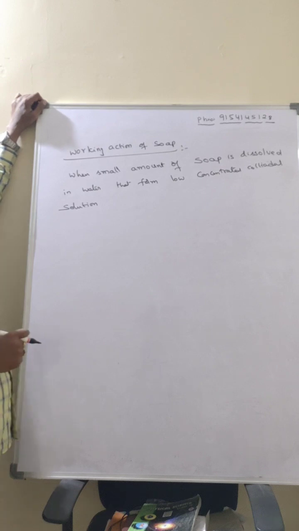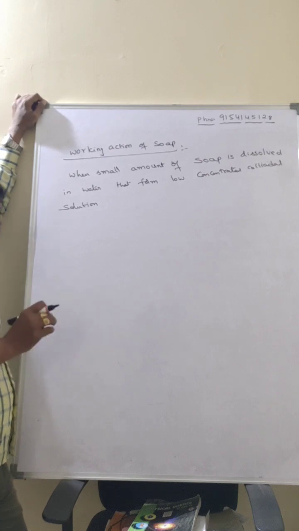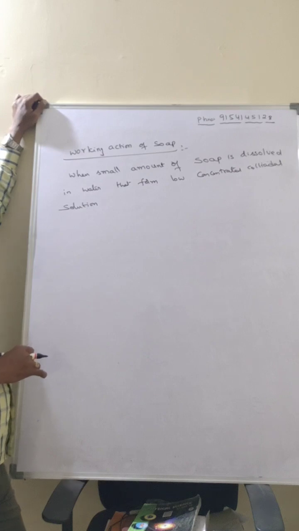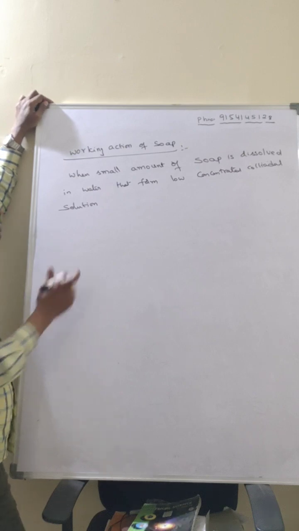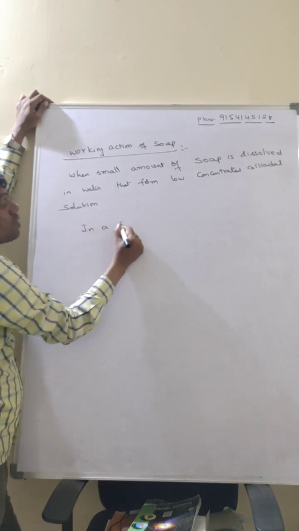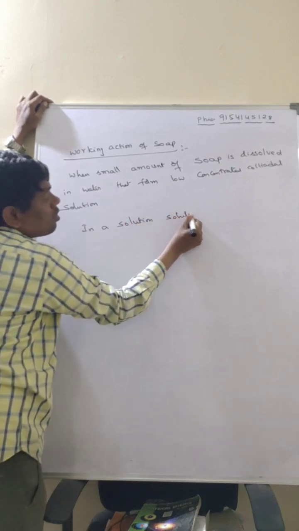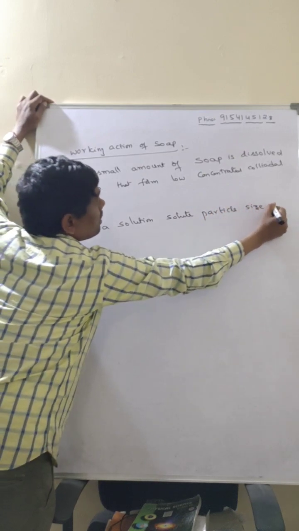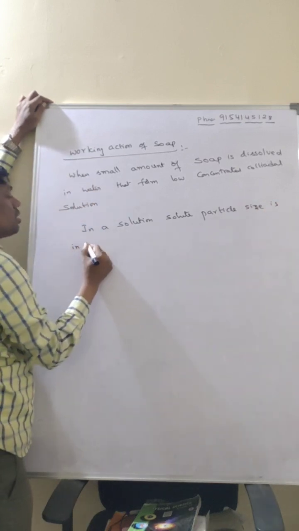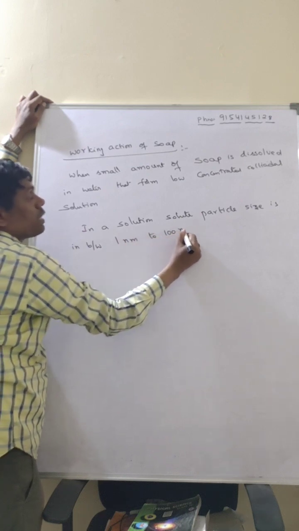A colloidal solution contains two types of phases: one is the dispersed phase and the other is the dispersion medium. Here, soap is the dispersed phase and water is the dispersion medium. Soap is the solute particles and water is the solvent molecules. A colloidal solution means a solution in which the solute particle size is between 1 nanometer and 100 nanometers.